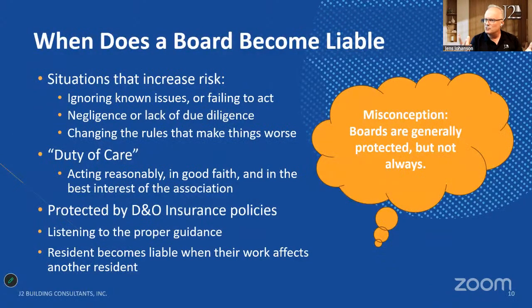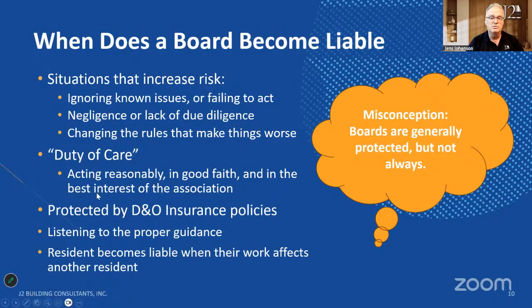So when does a board become liable? We've talked about some board liability in the past. So situations that increase risk: ignoring known issues or failing to act, negligence or lack of due diligence, changing the rules in ways that make things worse. So can changing the rules make a board responsible? Who knows? Then we have a duty of care, which is identified as acting reasonably in good faith and in the best interest of the association. So is it in the best interest of the association to cause a whole bunch of mayhem and fighting between owners?